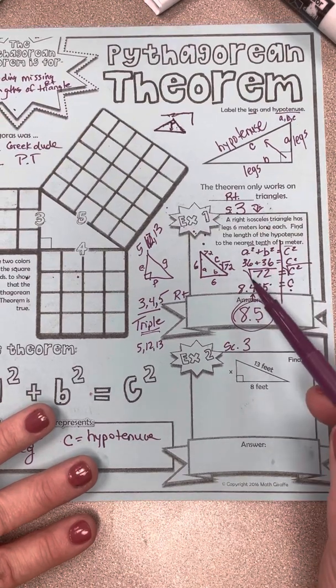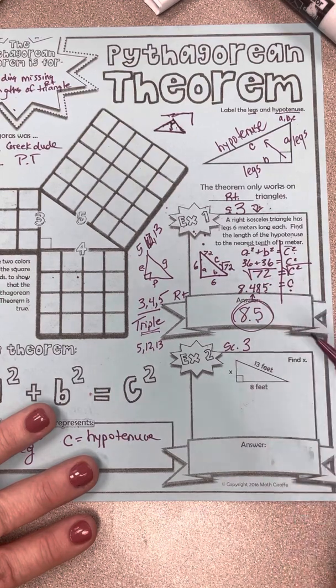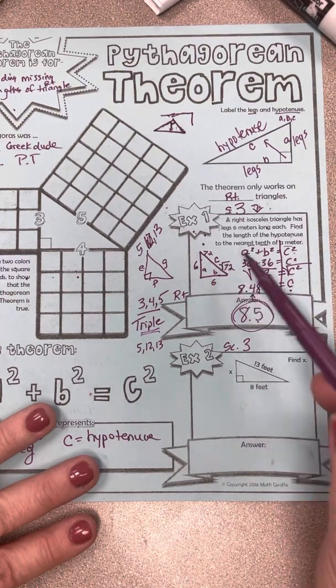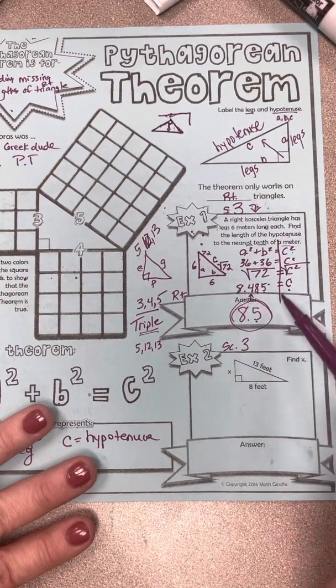All right, so we just found out that we can use this formula now to find a missing side. Okay, this time we were missing the C. Sometimes we're going to be missing B. Sometimes we're going to be missing A. And we'll work on some of those tomorrow.